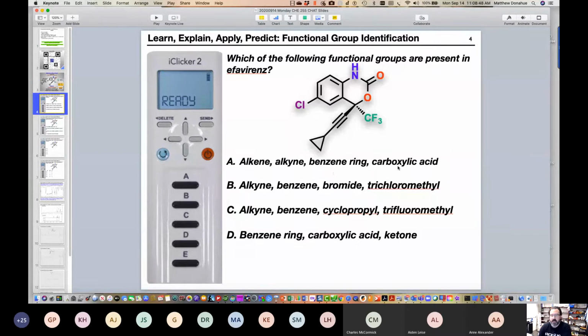All of these other ones have basically a distractor answer that's not present. There's no carboxylic acid, there's no bromide, and there's no acid or ketone. So the best choice is C.